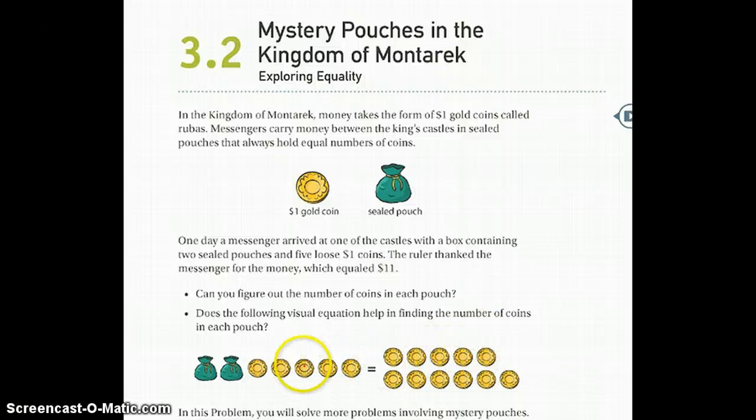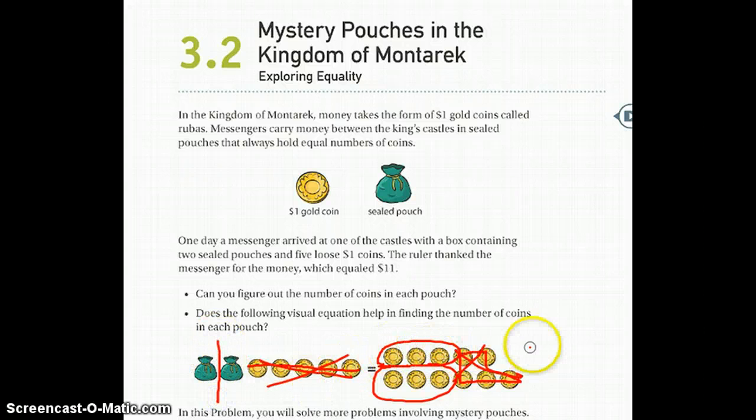Well, what you could do is you notice that there's 5 coins here, and we also have 5 coins on this side. So if we cancel those out, we know that that number of coins cannot be in the pouches. So now we have 6 coins left and 2 pouches. Well, in order for them to be evenly dispersed, we take the number of coins remaining and divide it into the 2 pouches. So each pouch would have 3 coins.